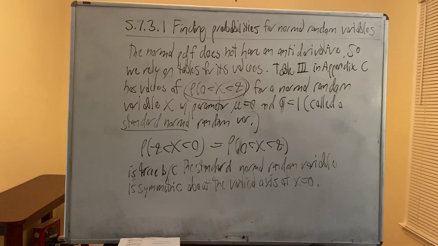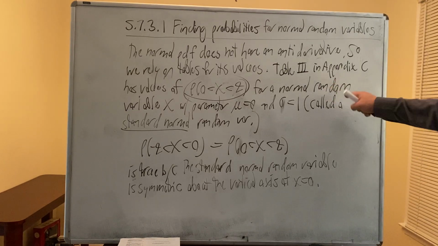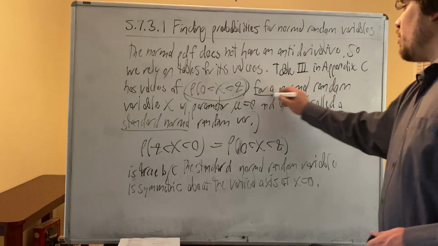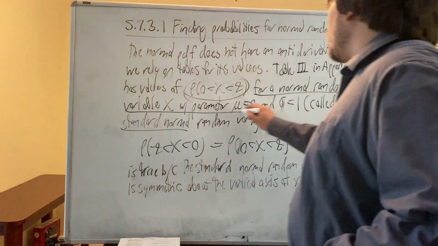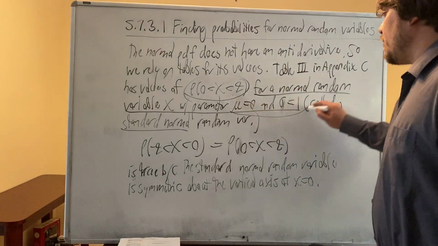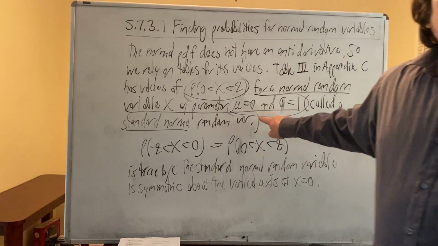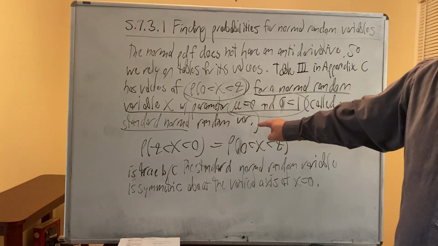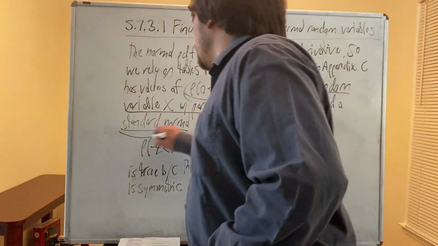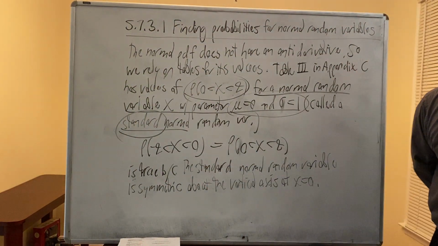Okay, but we should point out this is for a normal random variable x with parameter mu is 0 and sigma is 1. I'm going to circle that also. And when we add those specific values to mu and sigma, mu is 0, sigma is 1, we add the word standard there. Then it's called a standard normal random variable.